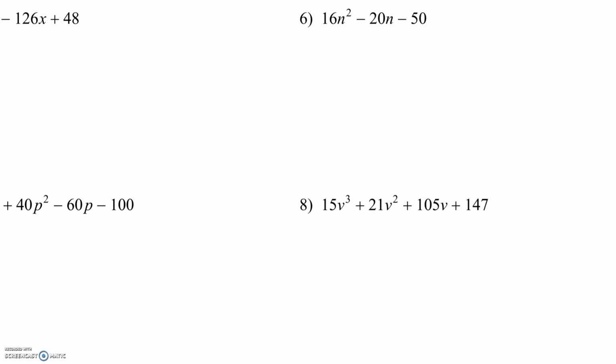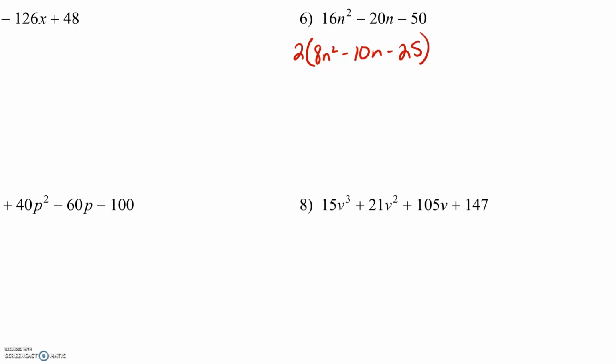We have a leading coefficient that's bigger than 1, so we have to check. Looking at this 16, 20, and 50, you get really excited about the number 4, and then 50 ruins it. So 4 is not our GCF, so our GCF is 2. They are all even numbers, so they are all divisible by 2. So we're going to take a 2 out, leaving us with 8n squared minus 10n minus 25.